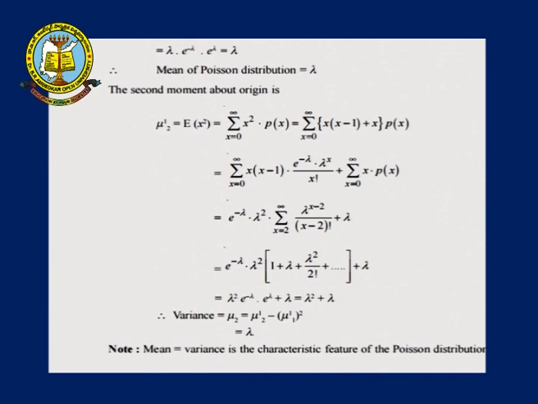After simplifying, we get the variance of the distribution, which is equal to mu 2 dash minus mu 1 dash whole square. So, that is lambda. Therefore, among all the distribution functions, only one distribution has mean and variance both equal. Which distribution is it? Only the Poisson distribution. Dear students, just remember this, it is a very important case. Mean equal to variance is the characteristic feature of the Poisson distribution, a distinguishing feature compared to other distributions.